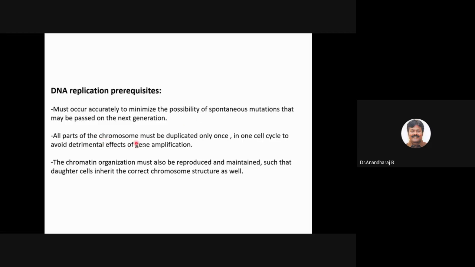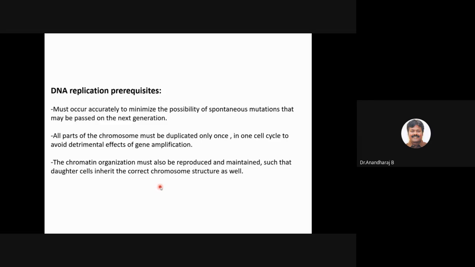Then all parts of the chromosome must be duplicated only once. Once the replication has started, in each cycle replication starts only one time. It is duplicated only once in one cell cycle to avoid the harmful effect of gene amplification. DNA amplification takes place only one time during one cell cycle.